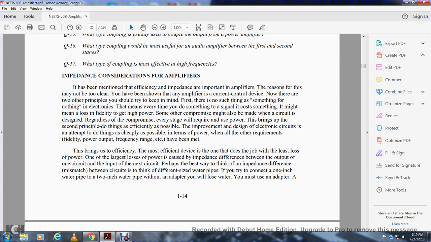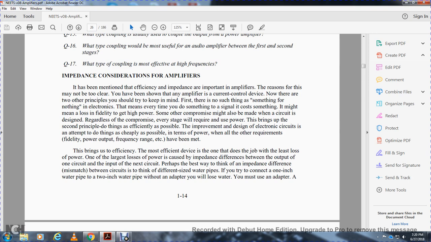As mentioned, the efficiency of the amplifier depends on impedance; the reason for this may not be obvious. You should know the amplifier's current control device. There are two other principles you should keep in mind. First, there is no such thing as something for nothing. In electrical terms, every time you do something to a signal, it causes something else. It must mean a loss of fidelity to get higher power, and some other compromises must also be made.